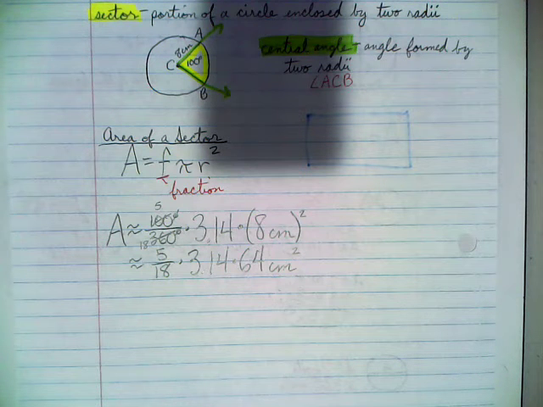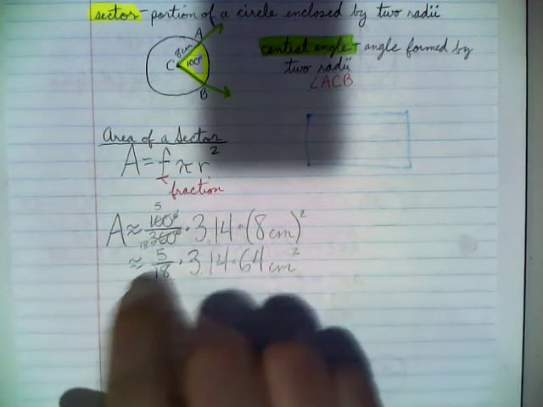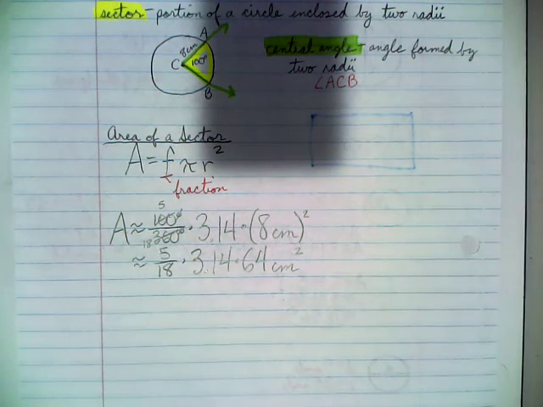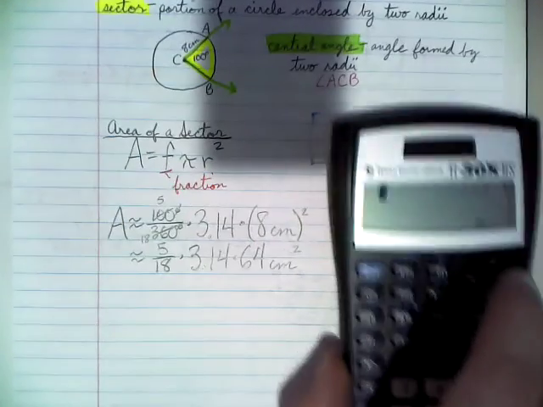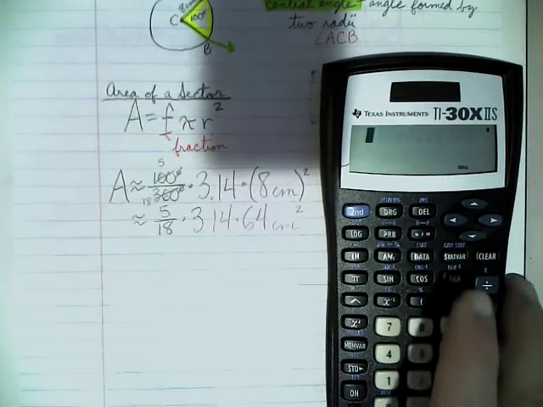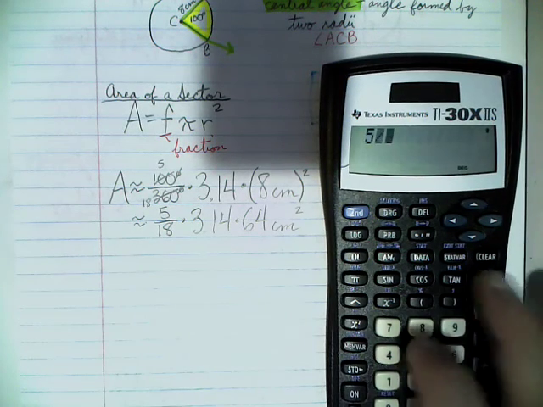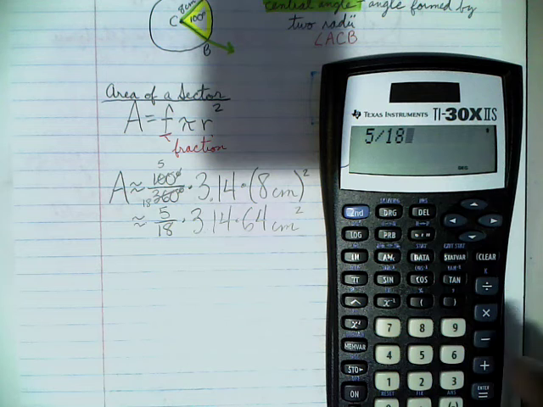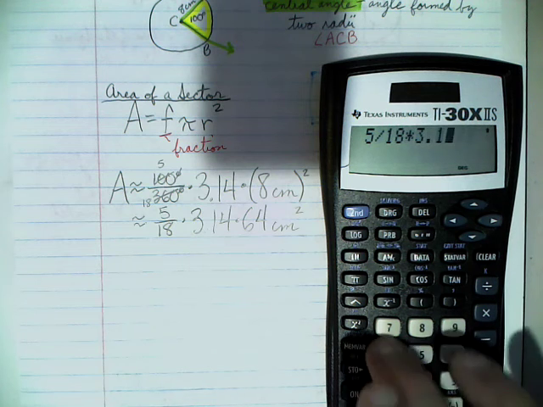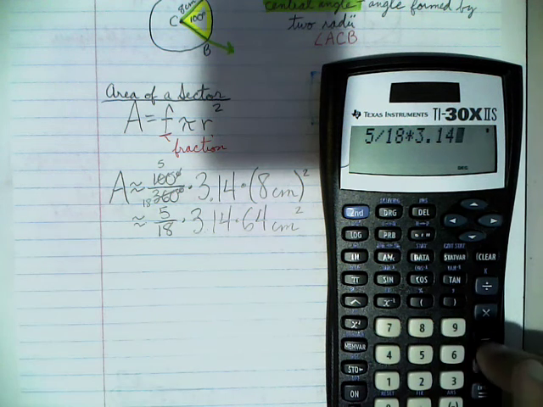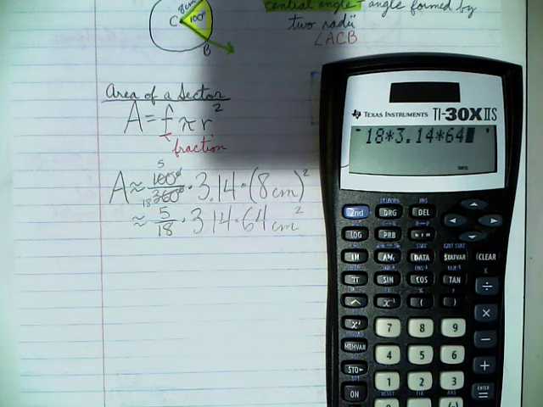From here, I would recommend that you grab your calculator and just punch it in. When you punch in your fraction, remember that fractions mean division. So punch this into your calculator. I'm going to grab mine and I'll show you what to do. So 5/18, I'm just going to do 5 divided by 18. And then I'm going to hit times 3.14. And then I'm going to hit times again and my 64. Hit equals.